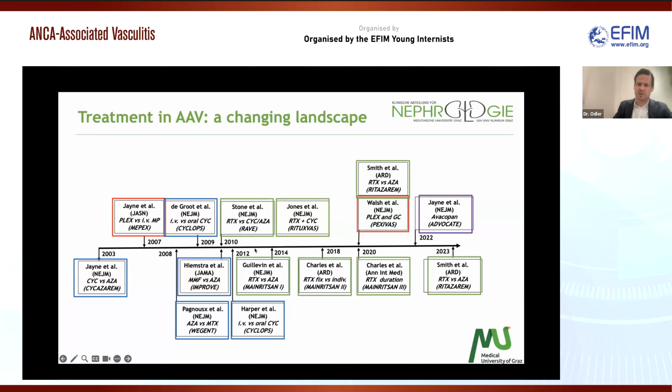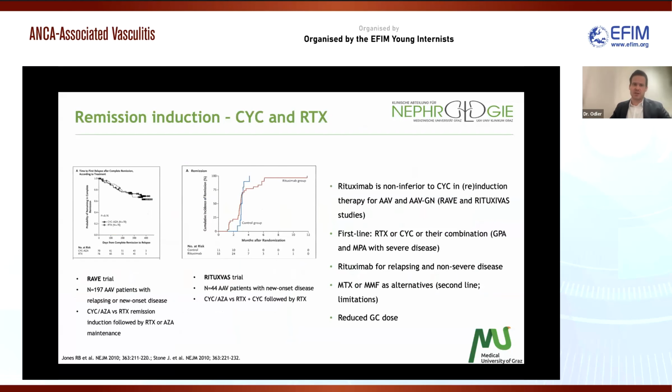Why do we use rituximab, cyclophosphamide, avacopan, or plasma exchange in the treatment of ANCA-associated vasculitis? So let's start with the remission induction treatment and the main studies that have been performed for this aim. The RAVE and the RITUXVAS trials were, in my opinion, the 2 most important studies that showed us that the use of rituximab is non-inferior to cyclophosphamide, and it can be used in the induction treatment of patients with systemic ANCA-associated vasculitis, or in those as well with ANCA-associated vasculitis related glomerulonephritis.